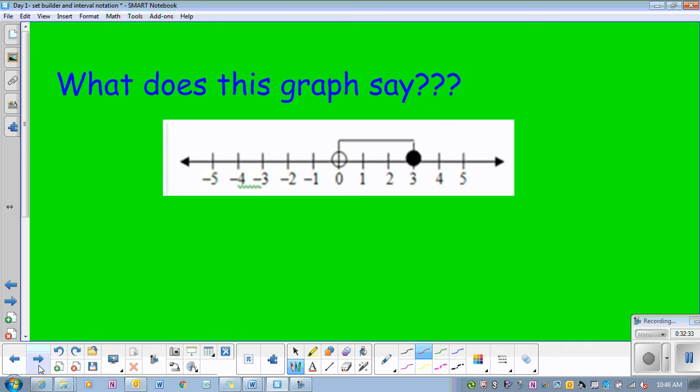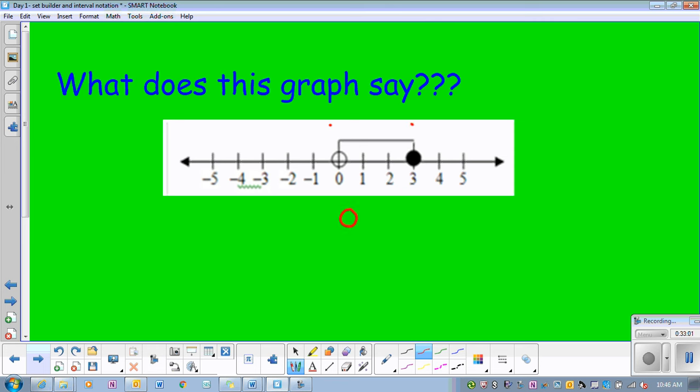Okay, what does this graph say? Is this an and or an or? And, right? Because you don't see any arrows. So this is that in-between one that I just showed you. What number does it start at? What number's on the far left? 0, right? Starting here, 0. What number does it end at?